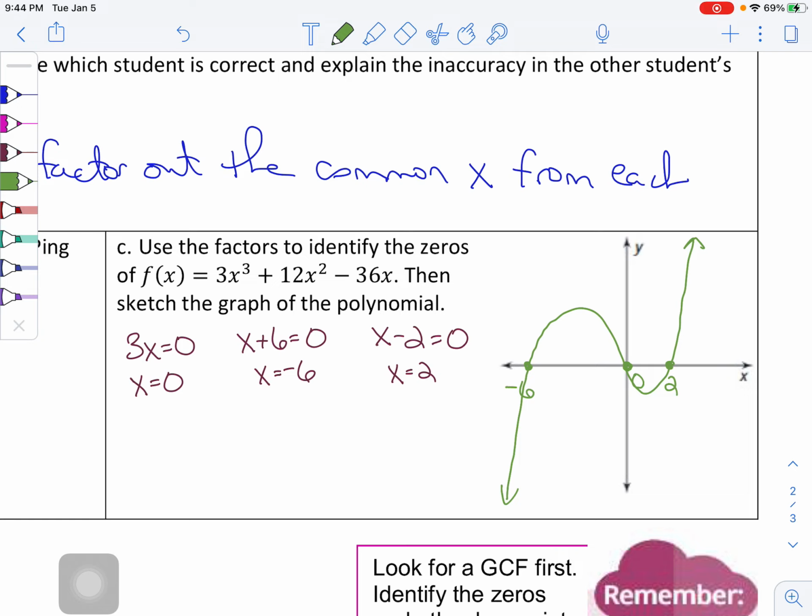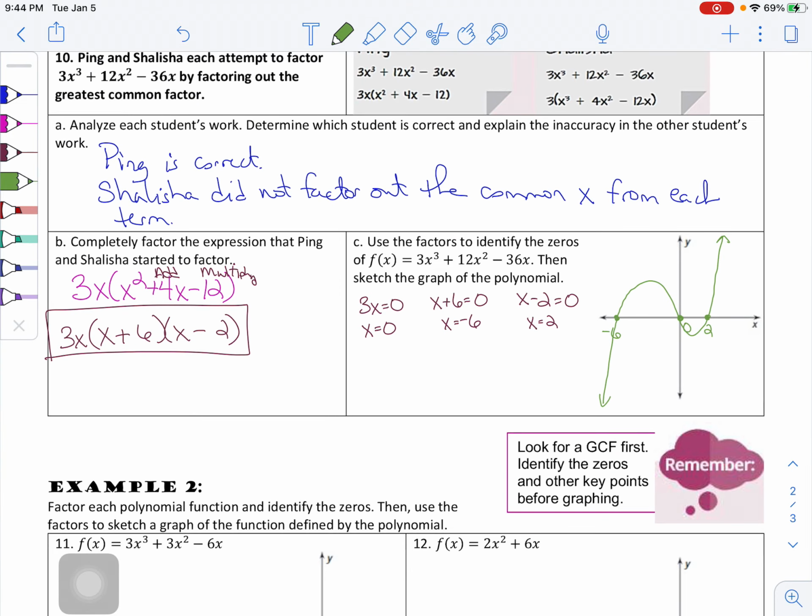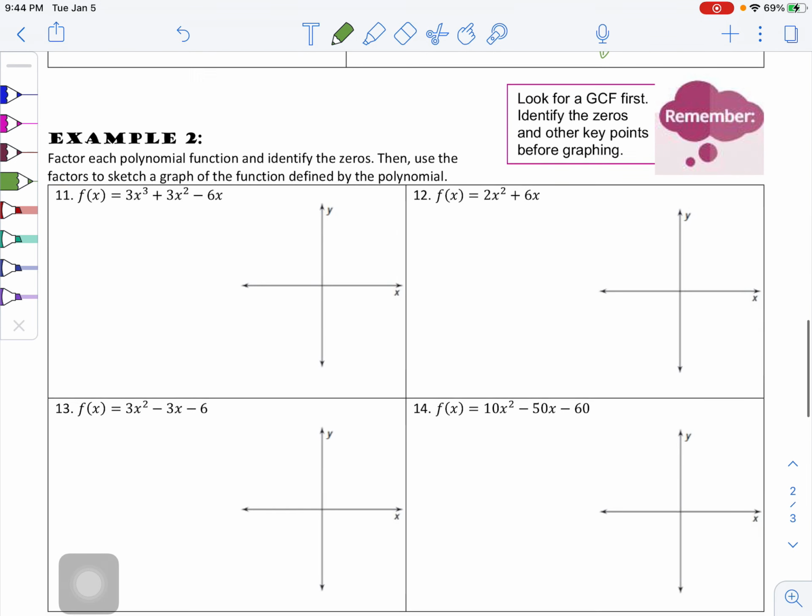Again, it's a sketch, right? If I wanted perfection, I'd actually ask you to grab Desmos or Calculate84 and graph it. This is just to give us a sketch to figure out kind of what the general focus of this graph looks like, okay?